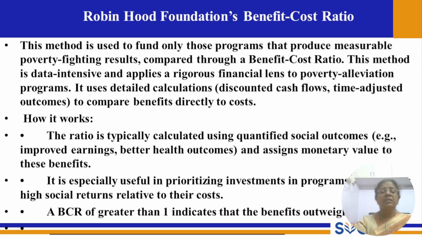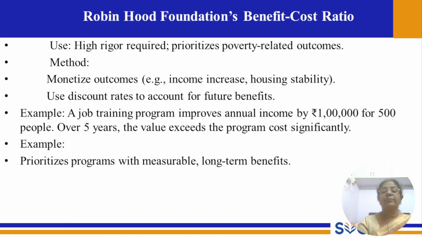How it works? The ratio is typically calculated using quantified social outcomes. Example, improved earnings, better health outcomes, and assigns monetary value to these benefits. It is especially useful in prioritizing investments in programs that deliver high social returns relative to their costs. A BCR of greater than 1 indicates that the benefits outweigh the costs.